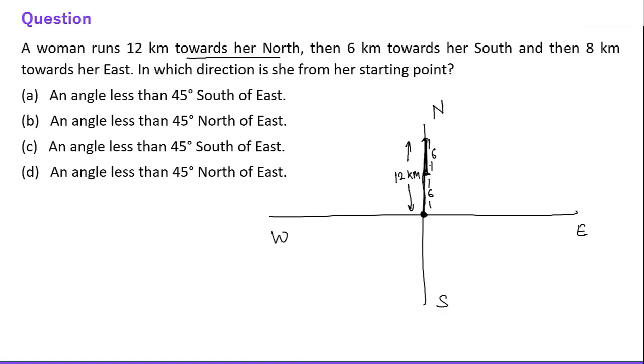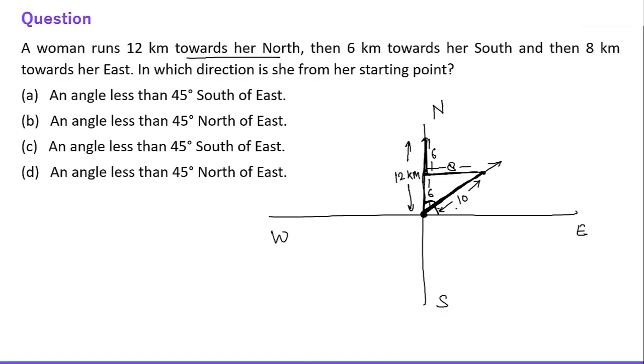So this is 6 and this is also 6. Fine. And then 8 kilometers towards her east. Okay, 8 kilometers towards her east. Fine. In which direction is she from her starting point? Okay, starting point is this. Fine. And she is here now. So this triangle is what? This triangle is a right angled triangle with the side 6, 8, and then obviously by Pythagoras theorem we can find this as 10. Okay, so this angle will be what, everyone? Sorry, this angle will be more than 45 degree and this angle will be less than 45 degree.